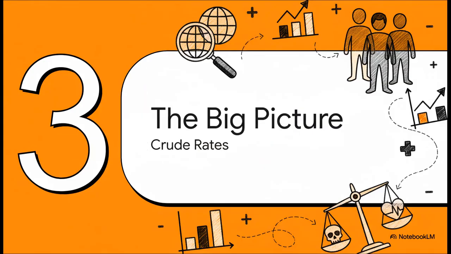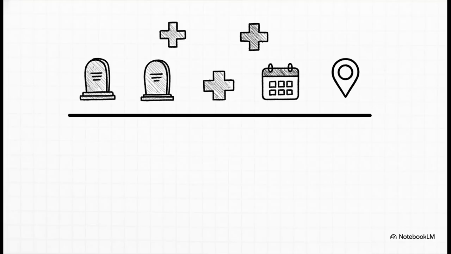All right, we've got our toolkit. Now let's put it to work. We're going to start with the most basic, big picture measurement there is, the crude death rate. Let's actually build this formula together, piece by piece. It's not complicated, I promise. The very first thing you need is your numerator. That's just the total number of deaths that happened in a certain place over a certain time, usually 1 year.